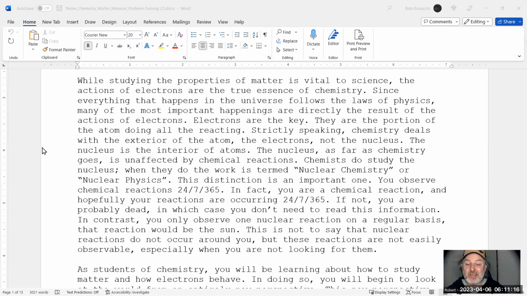And the difference between how the electrons behave and how the protons behave is the same as the difference between a stick of dynamite and a nuclear bomb. They're not in the same category. They're not on the same plateau as each other. One is much more powerful than the other and much more common than the other.